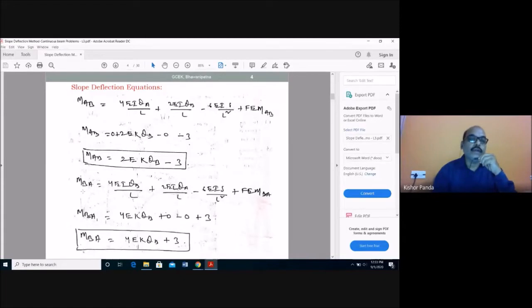Then you find out MBA. MBA is equal to 4EI theta B by L plus 2EI theta by L minus 6EI delta by L square plus fixed end moment BA. So here you see theta is 0 and delta is equal to 0. So MBA is equal to 4EK theta B plus 0, minus 0 and plus 3. Fixed end moment BA is equal to plus 3. Then after simplifying this one, MBA is equal to 4EK theta B plus 3.